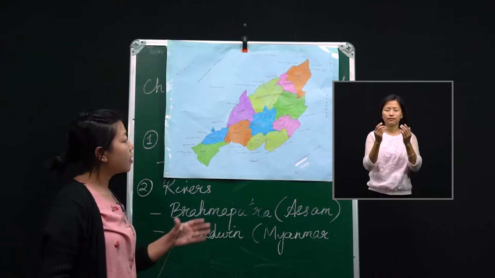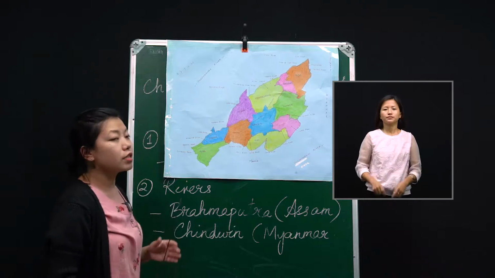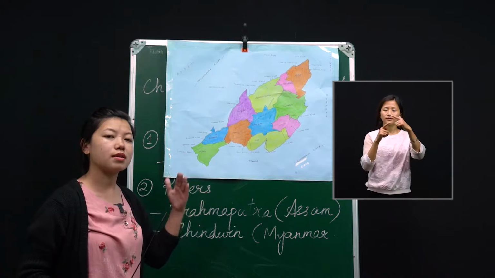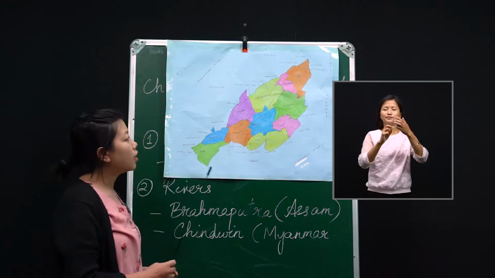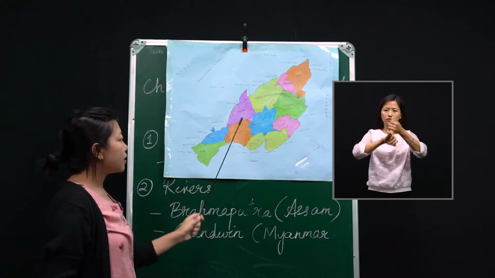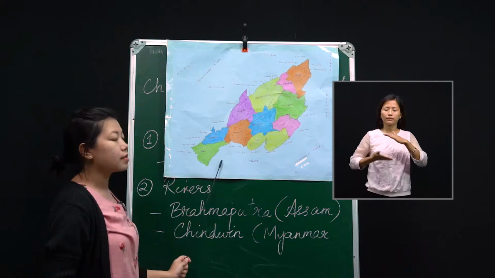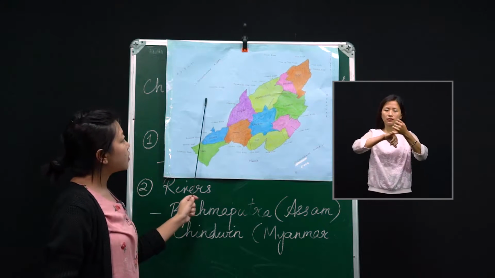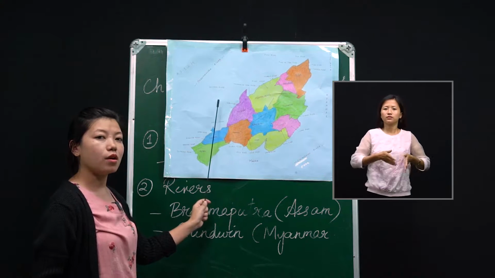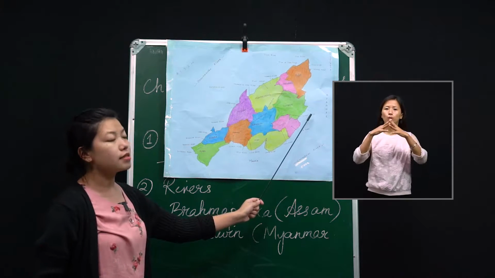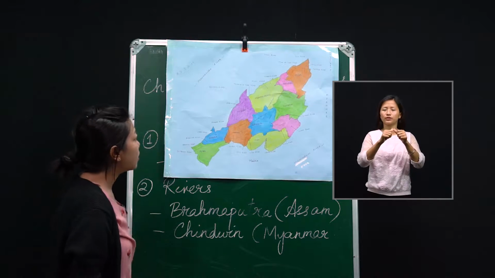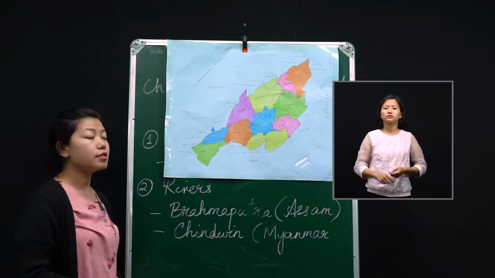Now here, according to the directions, we all know that there are four directions: north, south, west and east. So this part is the north, and below this part is south. Near this Brahmaputra river towards the Assam side is west, and this side is east, near the Myanmar and Arunachal border. So these are the four directions.